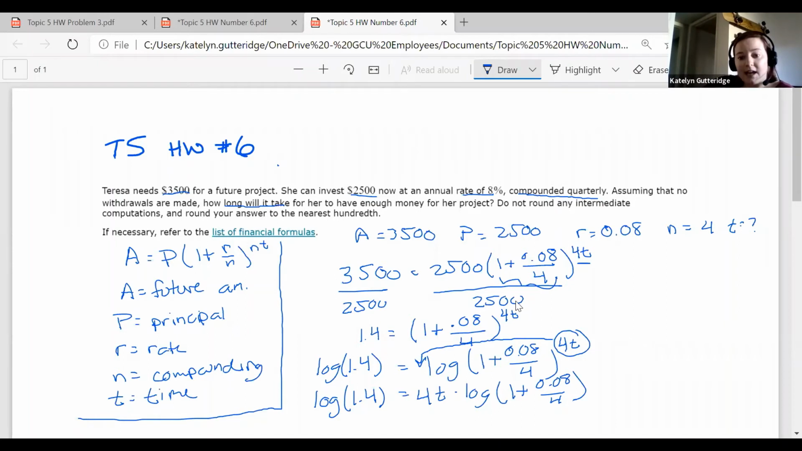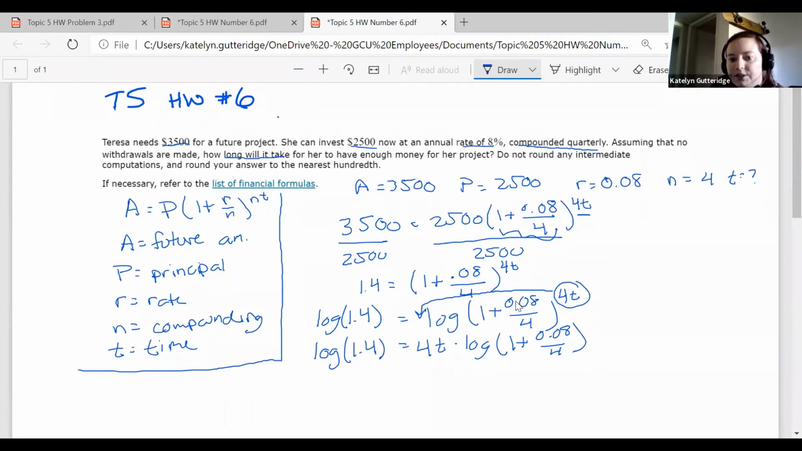Now that the variable is out of the exponent, I have that t being multiplied by the log and the 4. Now we're just going to solve for that t. When we do that, keep in mind that log of 1.4 and log of 1 plus 0.08 over 4 are numbers. They look very complicated, but they are numbers. So we're going to manipulate them like numbers.